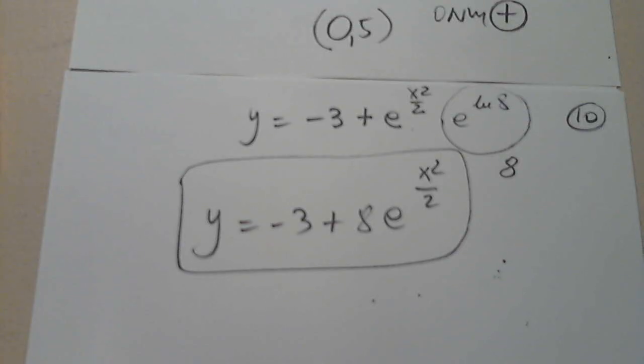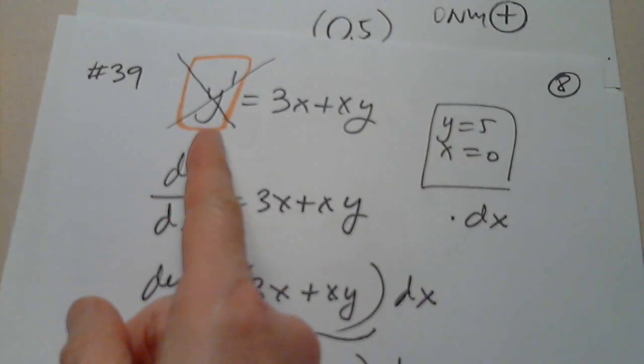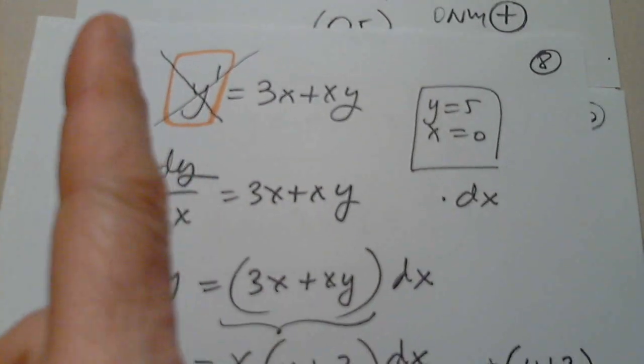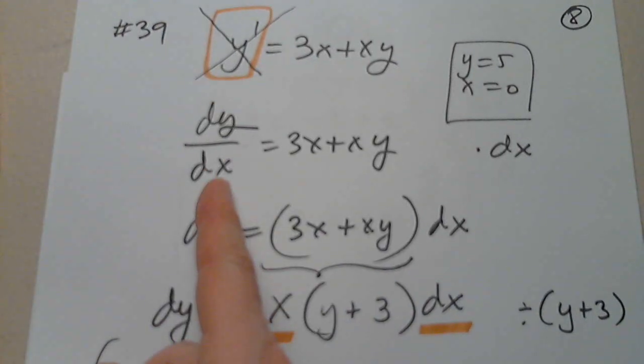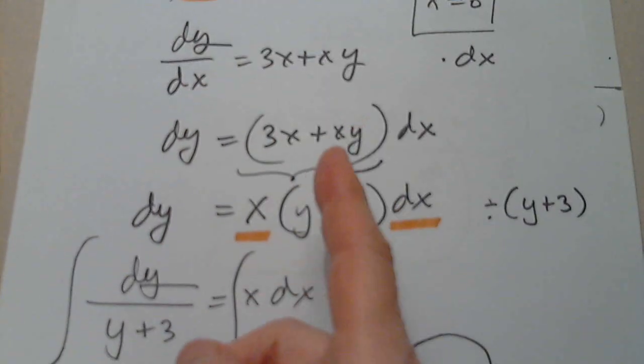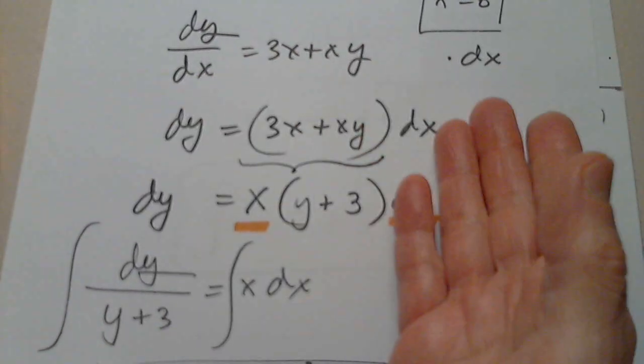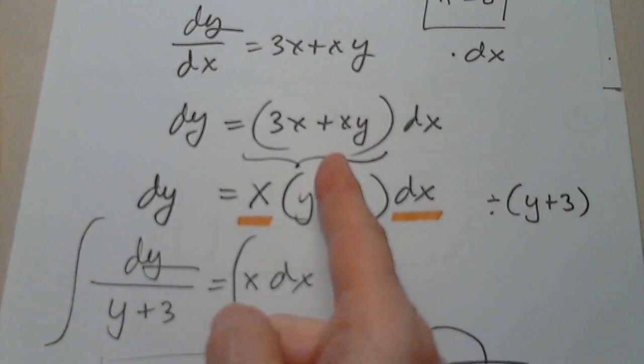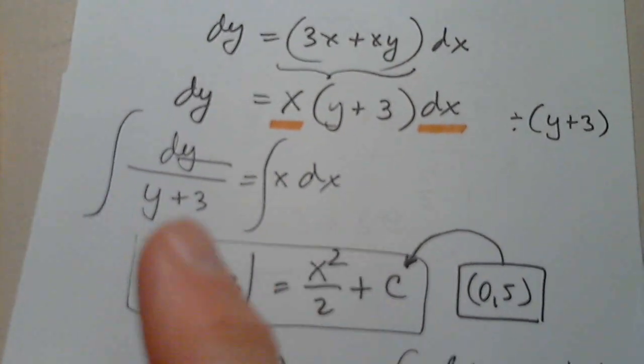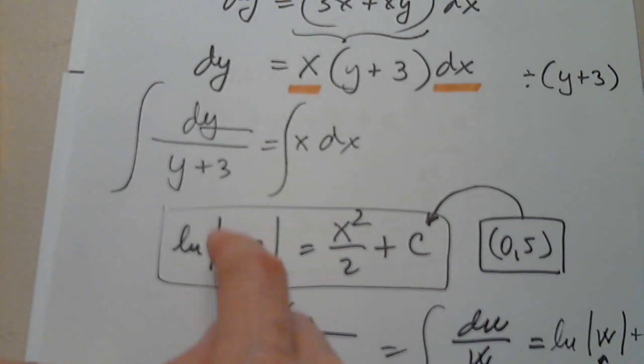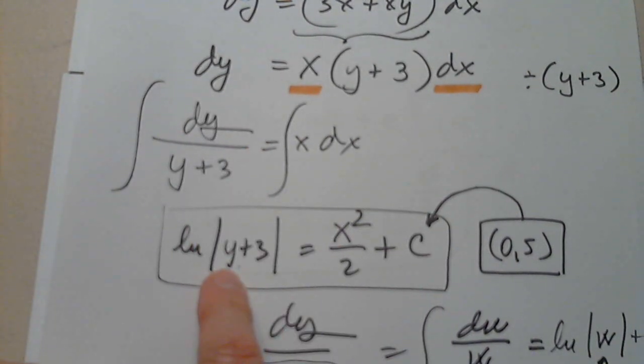So this was an intense problem. This is not a trivial problem by any means, in my opinion. First of all, we were given a trap. We had to change it to dy over dx. Then we had to factor after multiplying both sides by dx. Then we had to divide. Then we had to use a substitution to determine this integral.